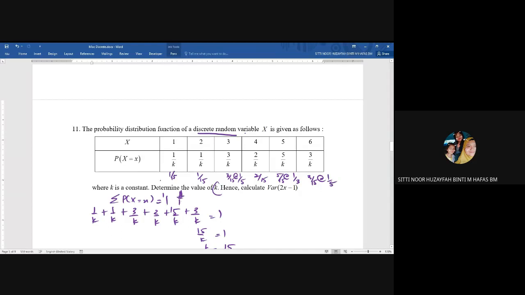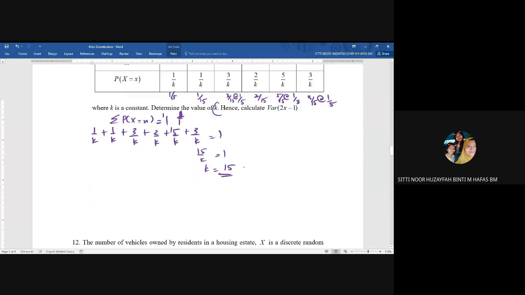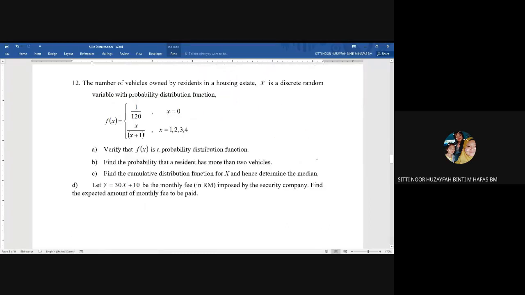Now determine the value of k and hence calculate the variance of 2x minus 1. So what is the variance of 2x minus 1? It's just the variance of 2x plus the variance of negative 1, so this is equal to 0. So the coefficient of x will be 2 squared times the variance of x. Now you have to find what is the variance of x, which is we have to find the expected value of x squared and the expected value of x. Okay, we should skip this part. Everyone is expert already.